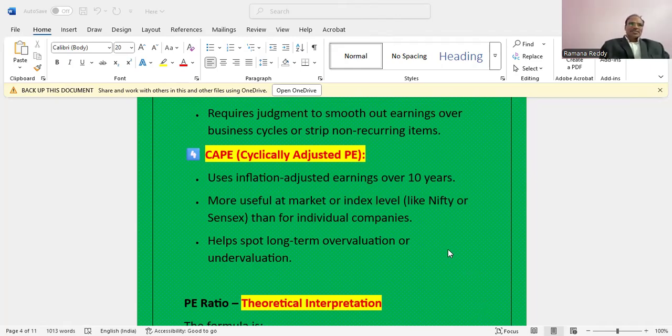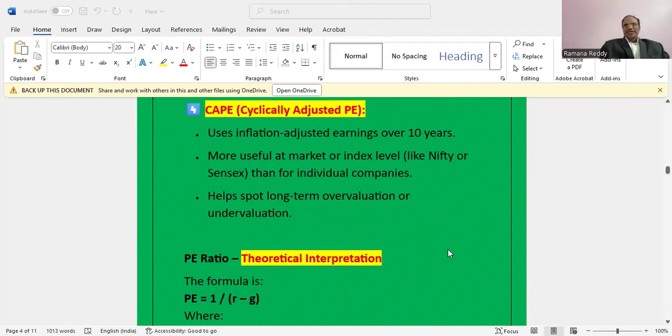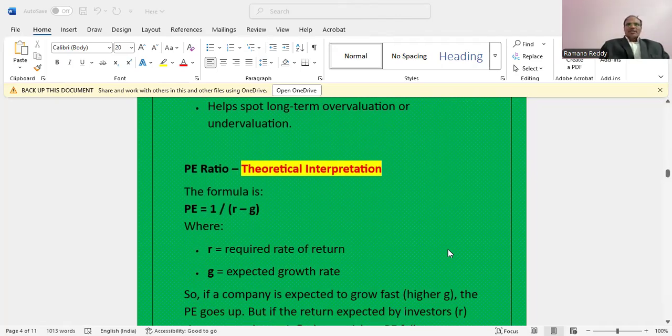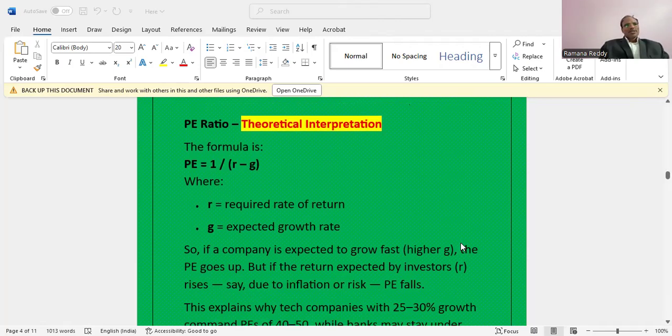Now we will discuss the theoretical interpretation of PE ratios. The formula: PE is equal to 1 divided by (R minus G), where R is the required rate of return and G is the expected growth rate. If the company is expected to grow fast, that is higher G, then the PE goes up.